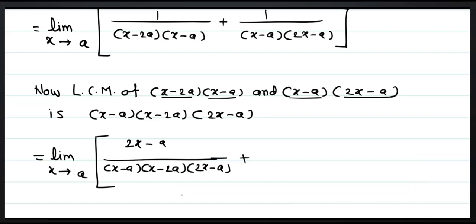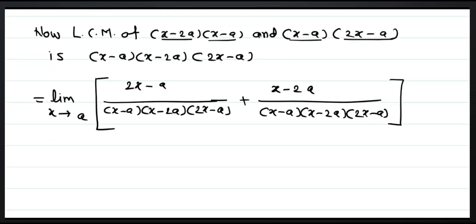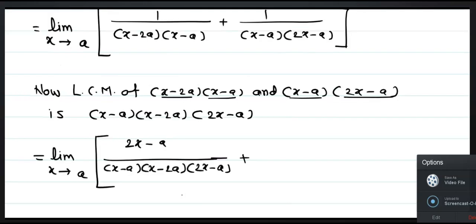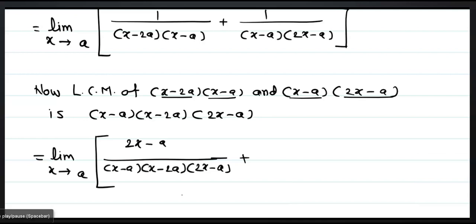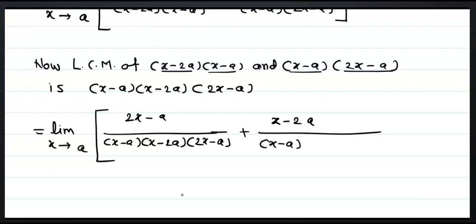And the next is x minus 2a. Therefore, now the simplification. Now again you can see this here. Here is x minus a, 2x minus a. Which term is absent there? That is x minus 2a. Therefore, we will multiply numerator and denominator by x minus 2a. And their simplification.